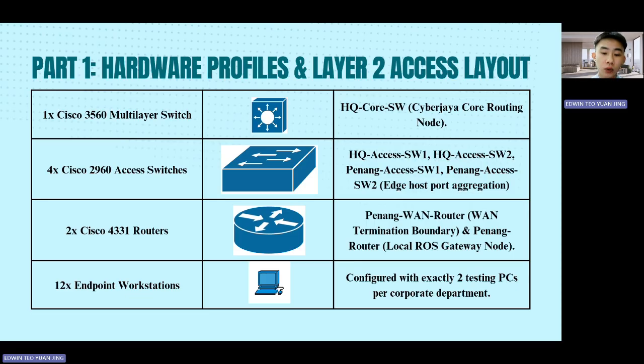For the Penang branch, we expand the infrastructure to include a dedicated Penang 1 router to process inter-site traffic, sitting upstream from our primary branch distribution gateway router. Finally, every department across both sides is assigned exactly 2 endpoint computers, giving us 12 testing workstations in total to truly verify our logical isolation boundaries and dynamic IP service.